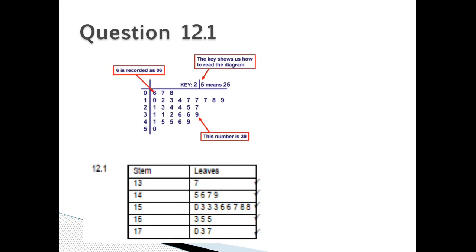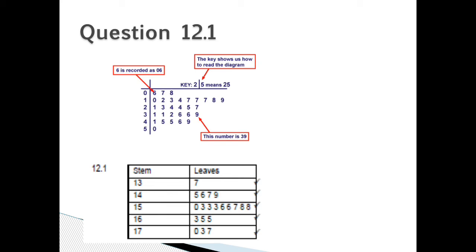Here is an example to understand your stem and leaf. Your stem shows you your base numbers. So the 0, the 1 represents 10, the 2 represents 20, the 3 represents 30, the 4 represents 40, and the 5 represents 50. So if you had to look at the number 6, clearly you'll start from the base of 0 and then you will have a 6. That's how it is recorded. The key shows us how to read the diagram. The key is equal to 2|5, which means 25. If you're looking for the number 39, you will go to 30, the 3, and then to the 9.